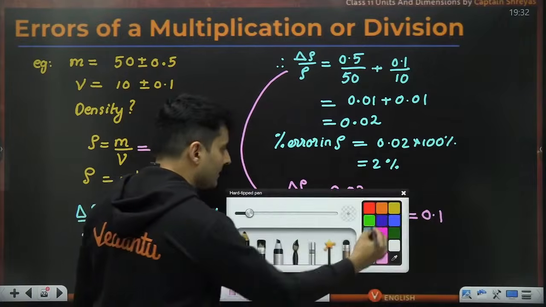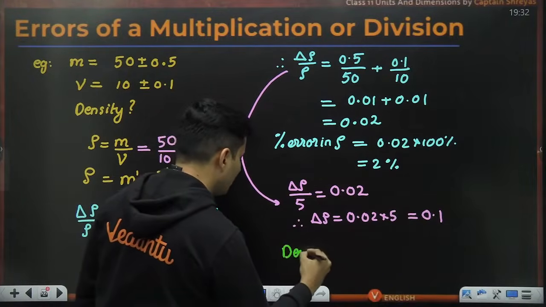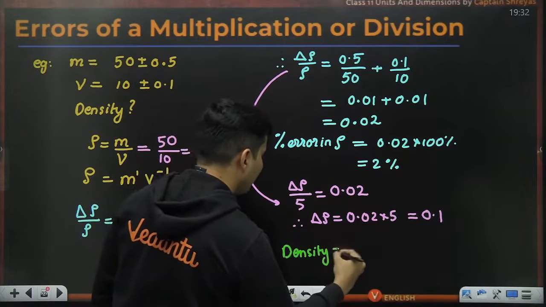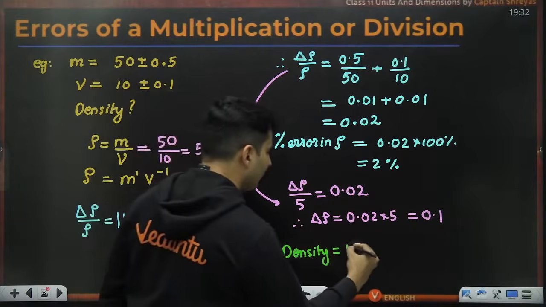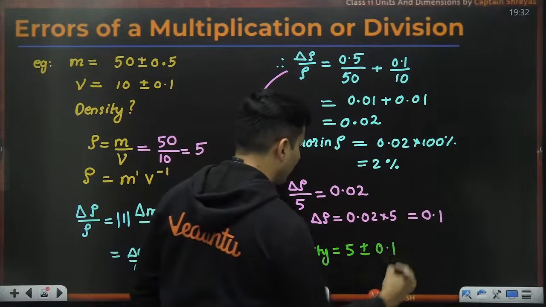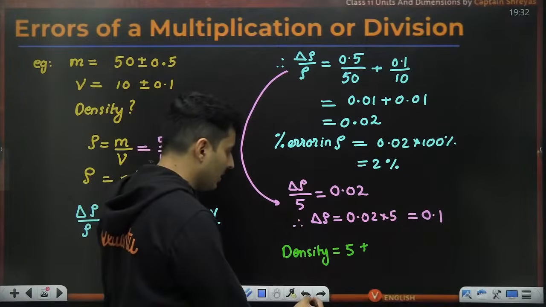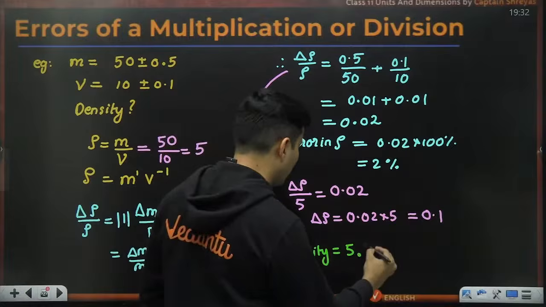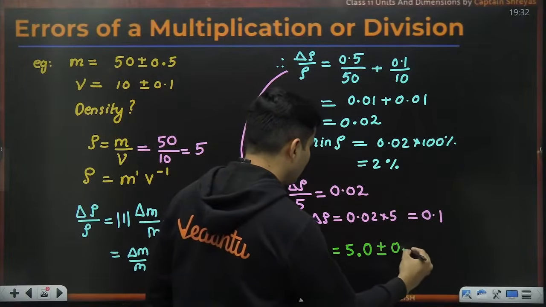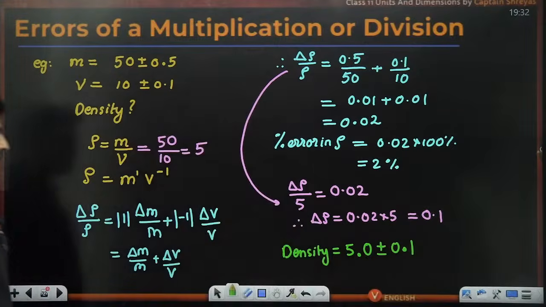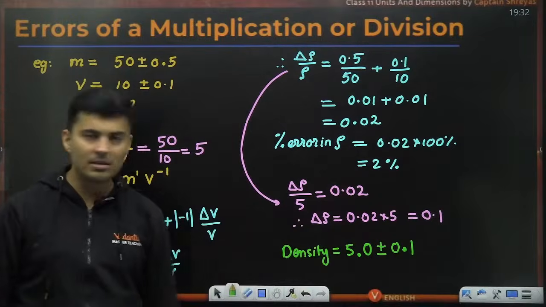So the final answer of density will be, most likely it is 5, but plus minus 0.1. 5 plus minus 0.1, but to make sure that it is consistent with our significant figures and decimals, 5.0 plus minus 0.1, that is the answer. Density is 5.0 plus minus 0.1.